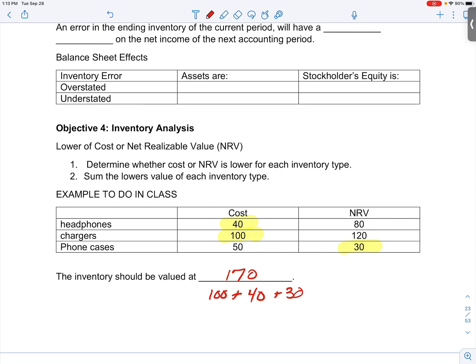Really focus on those 4 inventory methods. Make sure you know how to do those. And if you have questions, please let me know.